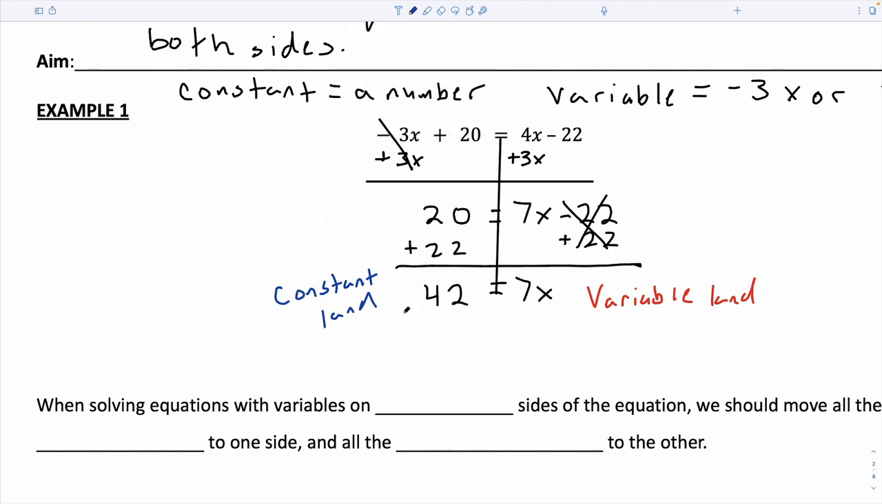Once you create peace, we want to get the variable by itself. And we are going to divide by 7. 42 divided by 7 is 6. And your answer is x equals 6.